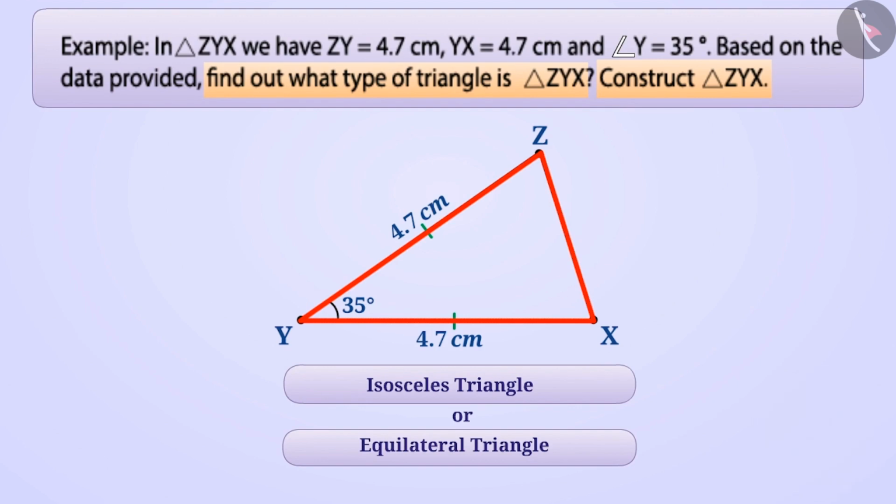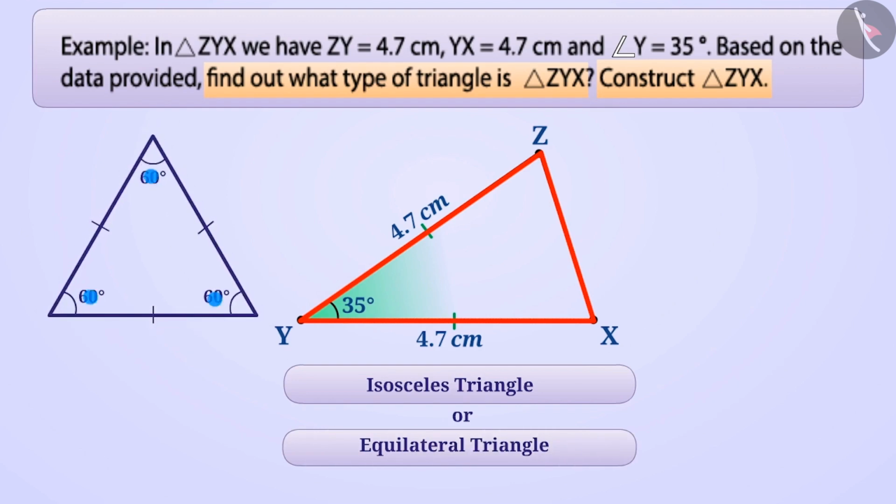Absolutely right. Here, angle Y is equal to 35 degrees. You will remember that all the angles of an equilateral triangle are 60 degrees. Since the measure of angle Y is not 60 degrees, we can say that triangle ZYX cannot be an equilateral triangle, which means it is definitely an isosceles triangle. Thus, by properly understanding the information provided, you can answer any question correctly.